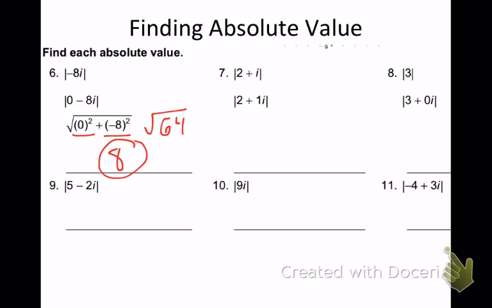Nice work. Number 7, 2 plus i. That's like saying the absolute value of 2 plus 1i. So I'm going to take the square root of 2 squared plus 1 squared. What's 2 squared? 4. 1 squared? 1. So I have the square root of 5. Can the square root of 5 break down? Nope. So my answer is just the square root of 5.